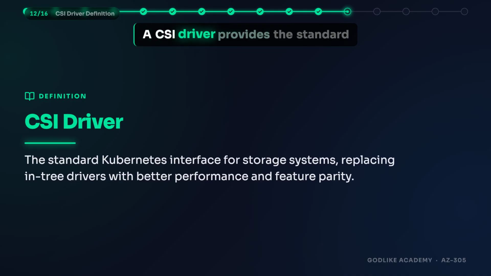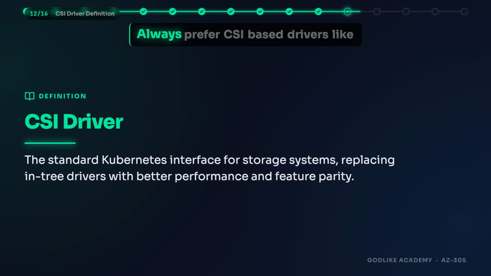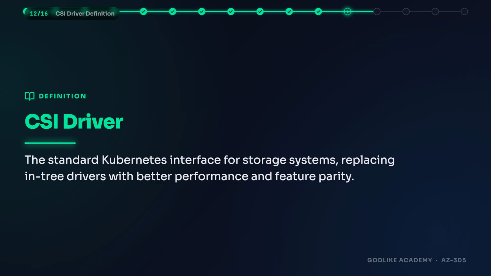A CSI driver provides the standard interface Kubernetes uses to interact with external storage systems dynamically. It replaces older in-tree drivers, offering improved performance, security isolation, and feature parity for modern workloads. Always prefer CSI-based drivers like disk.csi.azure.com for production deployments to ensure long-term support and access to critical capabilities such as dynamic provisioning, snapshot management, and volume expansion without modifying core Kubernetes components or risking compatibility issues during upgrades.